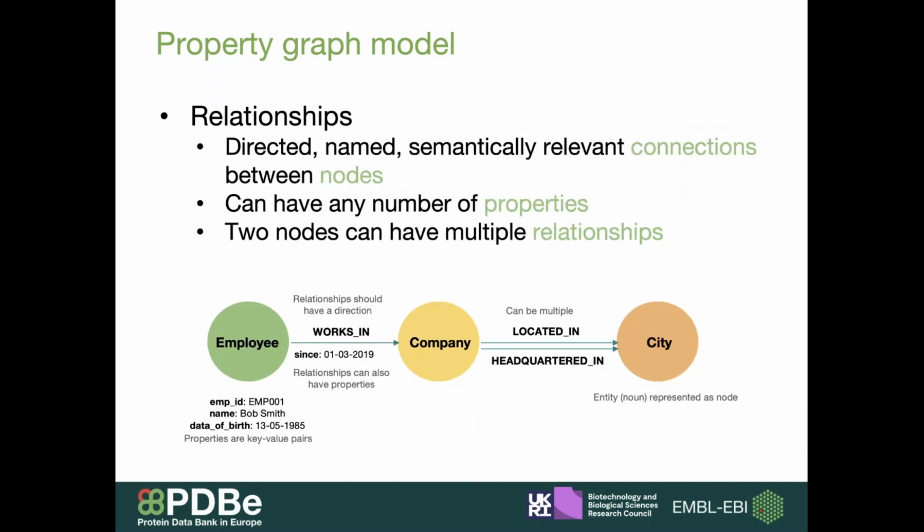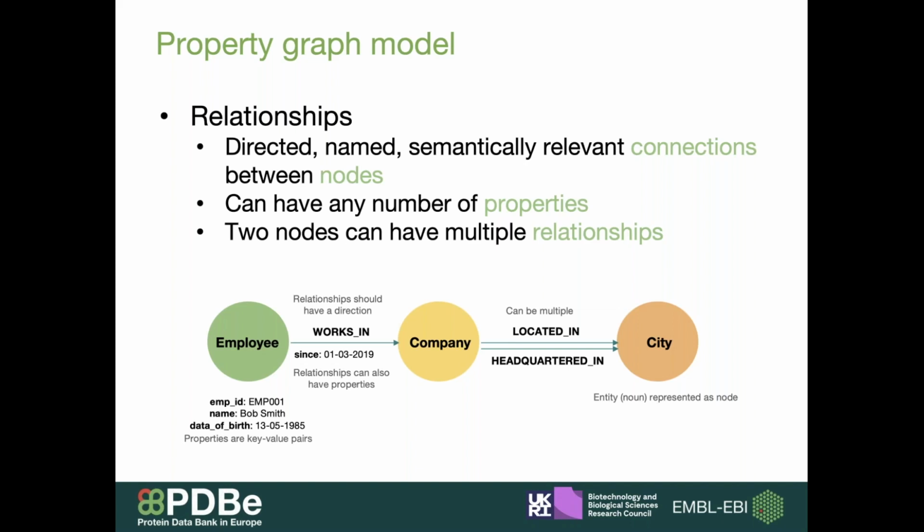And on the other hand, the relationships are used to create connections between nodes. Like nodes, the relationships can also have properties. A relationship should have a starting node, an ending node, a type, and a direction.